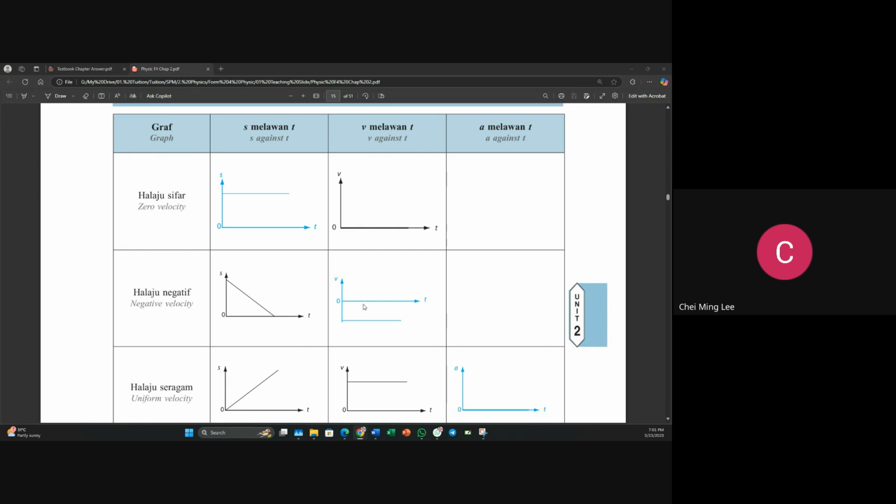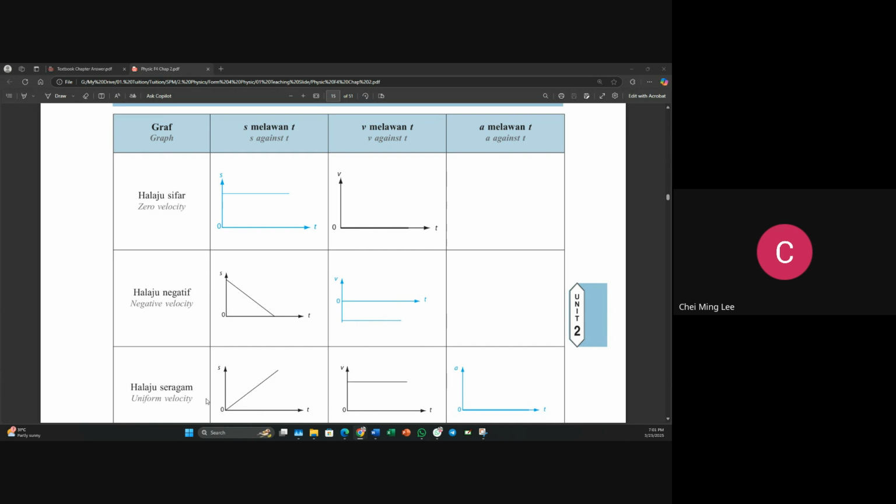Okay, at 0 V. This is 0 V, sorry, at the downstairs, going down. Constant negative velocity. Then for uniform velocity, all of these are inverted, this graph is inverted, this one also. Now from negative, it goes above the 0.